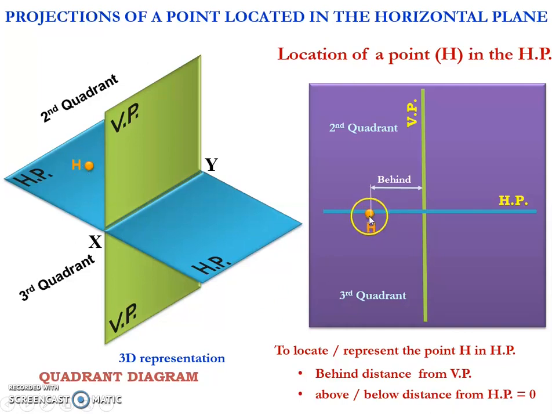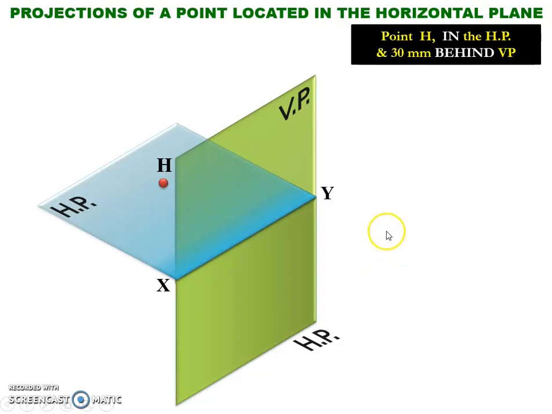In this case, we cannot say the point H is located only in the second quadrant or only in the third quadrant, but we can consider that the point H is located both in the second quadrant as well as the third quadrant. Or we can also consider that the point H is located between the second quadrant and the third quadrant. Now let us find the projections of the point capital H.